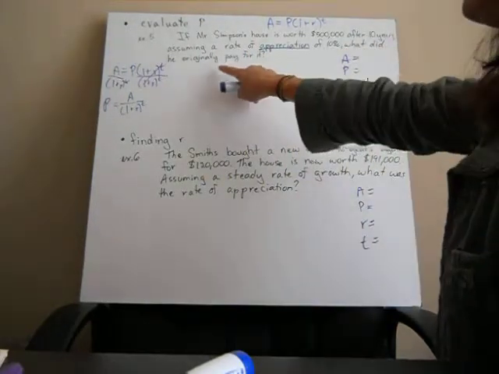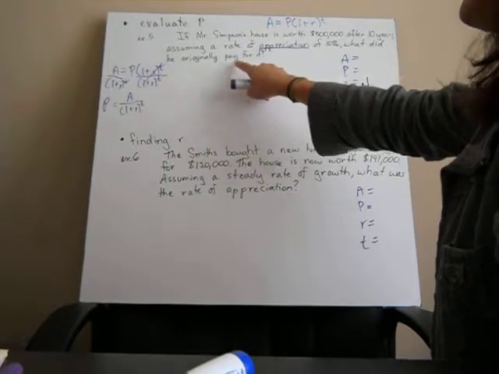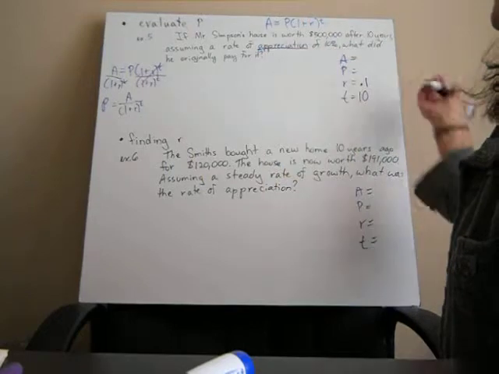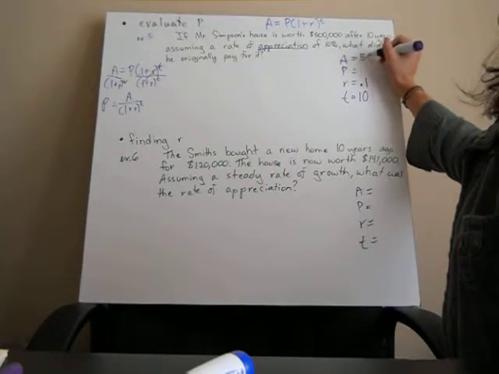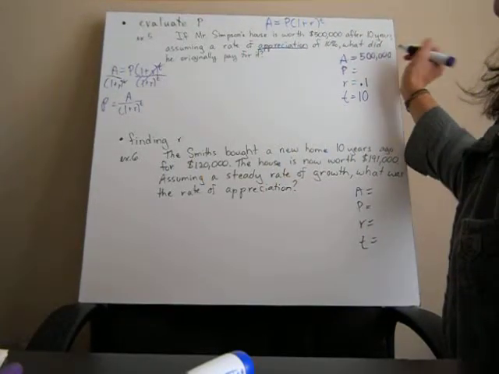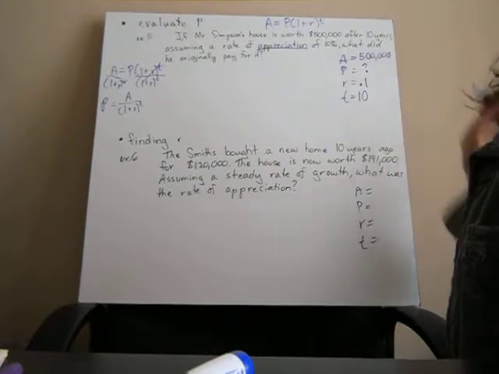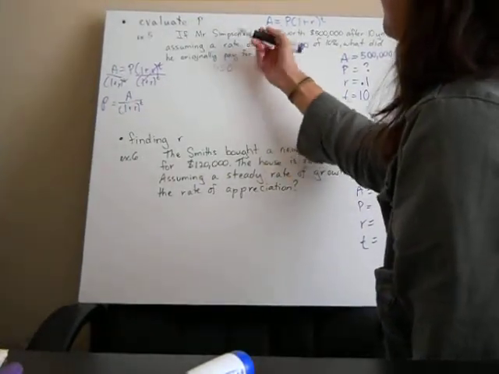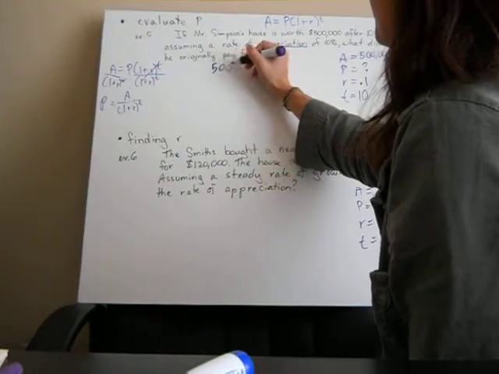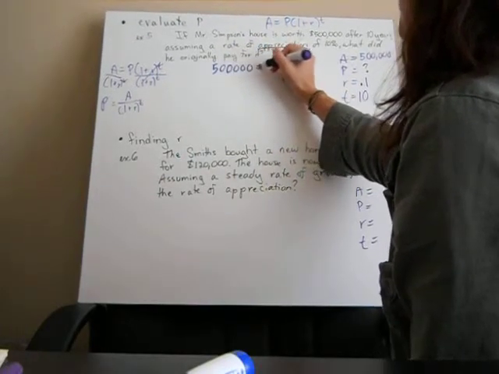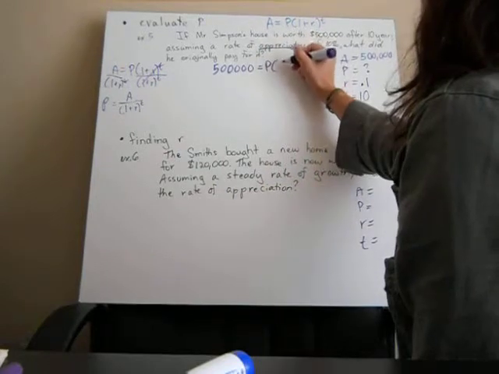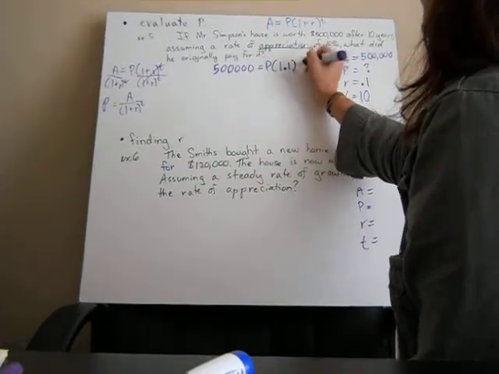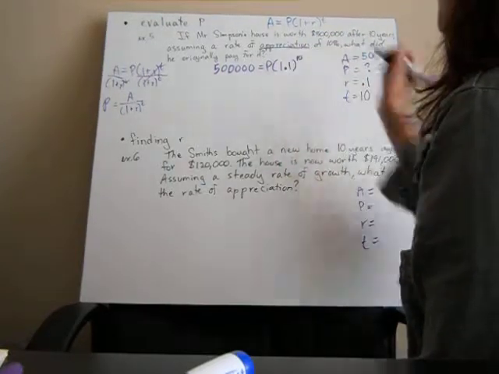What did he originally pay for it? So what he originally paid for it happened before this. This is the after amount. So that means A is 500,000, and we're trying to find P. So we have 500,000 is equal to P times 1 plus R. 1 plus 0.1 is 1.1 to the t power.